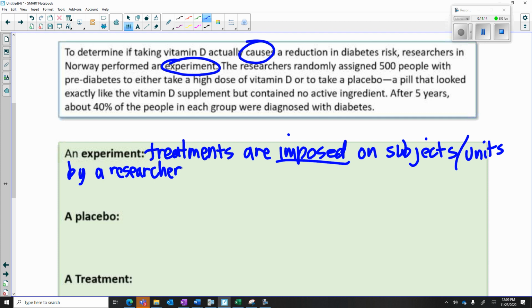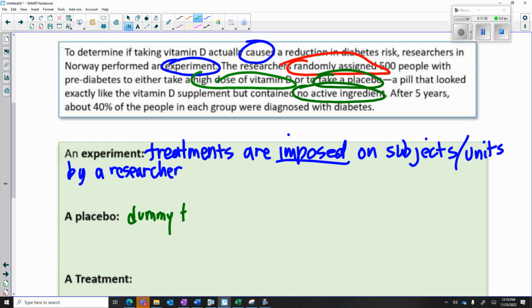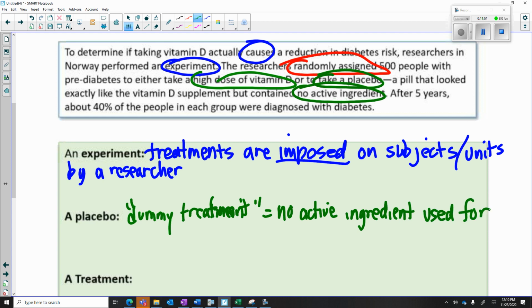So researchers randomly assigned, so notice we have random assignment here, that's very important, for the treatments, 500 people to either take the high dose of vitamin D or to take a placebo, which is the pill that looked exactly like vitamin D, but it actually contained no active ingredient. So that's what the placebo is. We call it a dummy treatment, which doesn't really mean that you're a dummy, but it actually just means it contains no active ingredient. And that's going to be used for the control group, which is who we're comparing to.